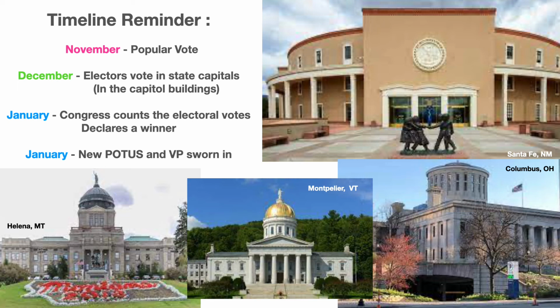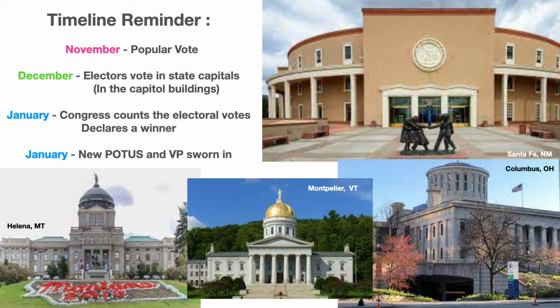And then in January, Congress will meet to count the electoral votes and declare a winner. So all of these states will send in a fancy envelope, and the Congress will open these and count them. And that was what was happening on January 6th in 2021 when Congress was counting, and then there was an insurrection and a riot at the Capitol because some people didn't like the results or the perceived results in their minds. And then January 20th, the new president of the United States and the vice president will be sworn in.